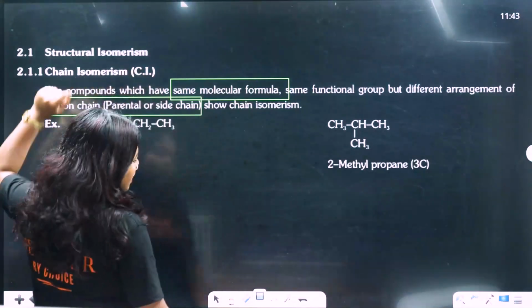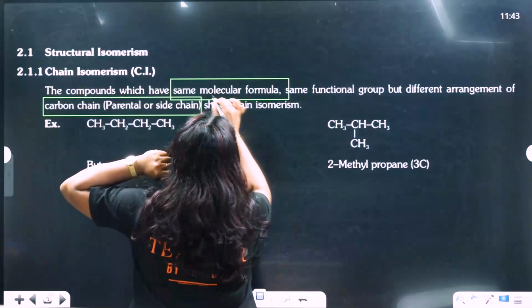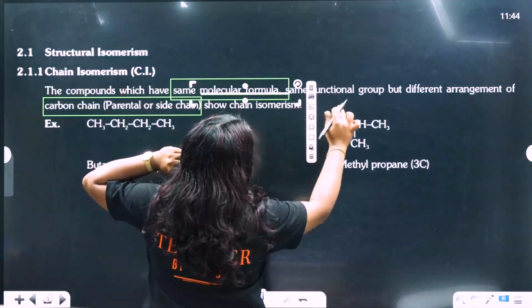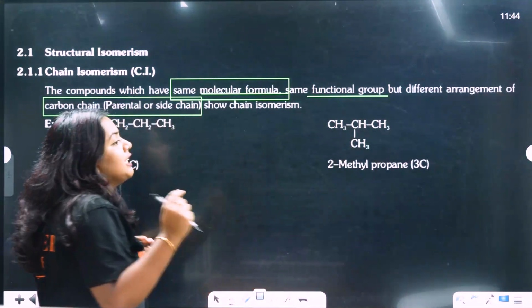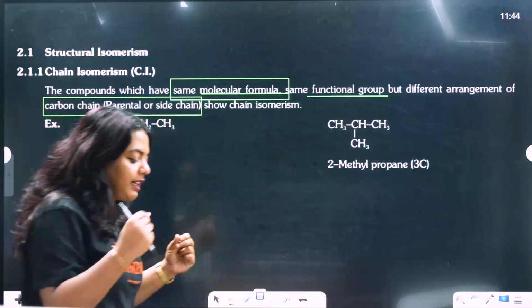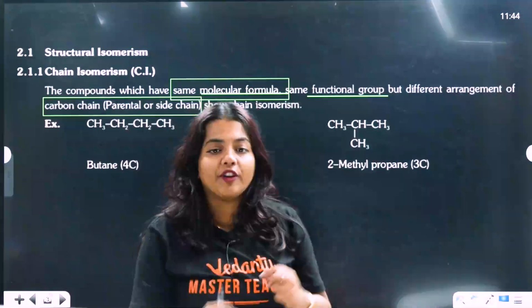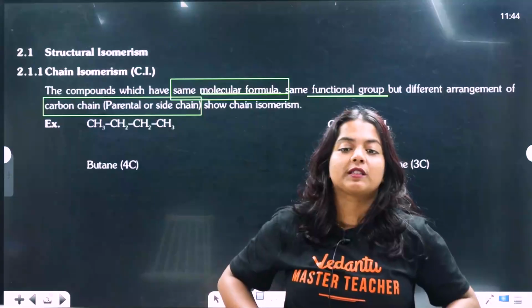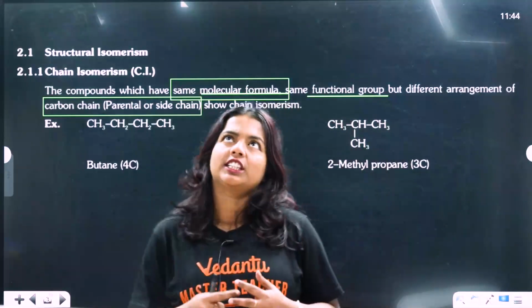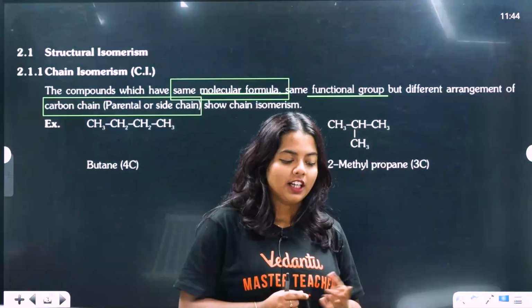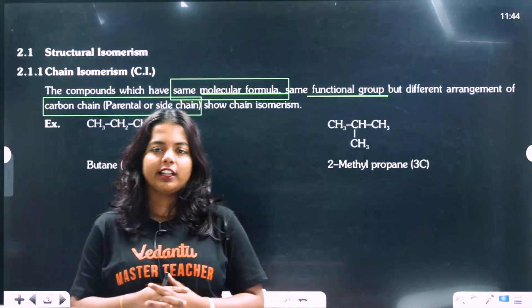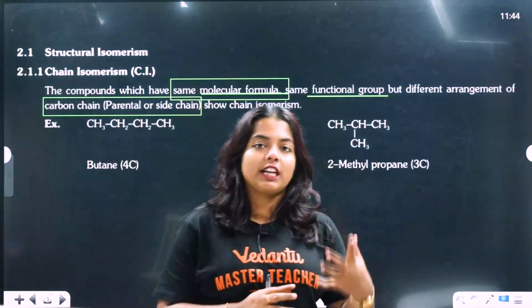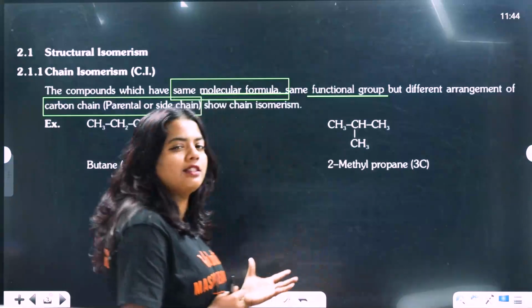My dear children, listen carefully. Their molecular formula will be the same, and their functional group will be the same, but the arrangement of the parent carbon chain will be different. That kind of isomerism is chain isomerism. You would have studied this when you were young, in 8th or 9th standard. I don't know whether it is now a deleted portion. Those who studied it, well and good; those who didn't, this is a very easy topic, children.